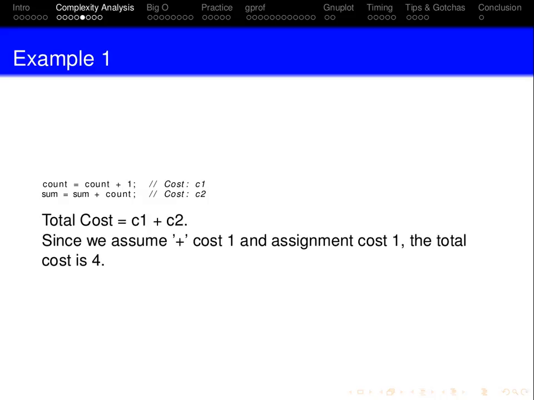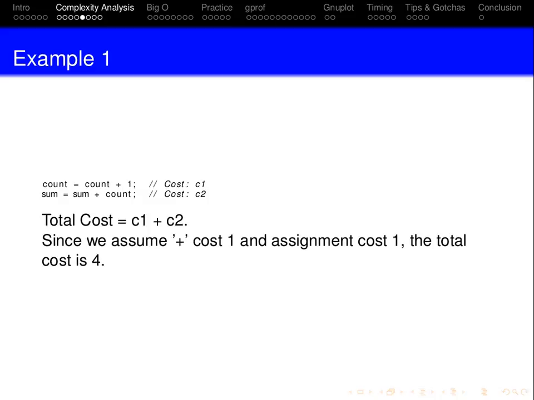We assume addition has a cost of 1, assignment has a cost of 1, the total cost is therefore 4. What are the 4 things? Why is the cost 4? Three or four things happening. 4 things are happening. What are the 4 things?